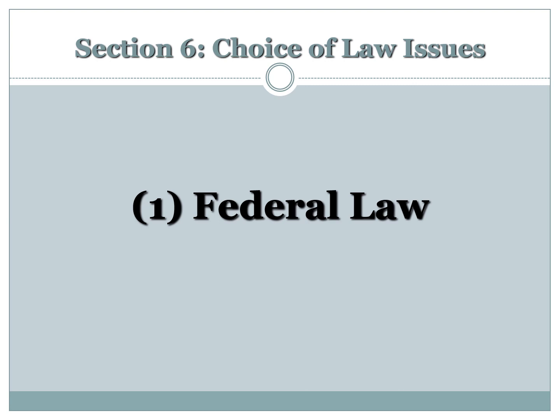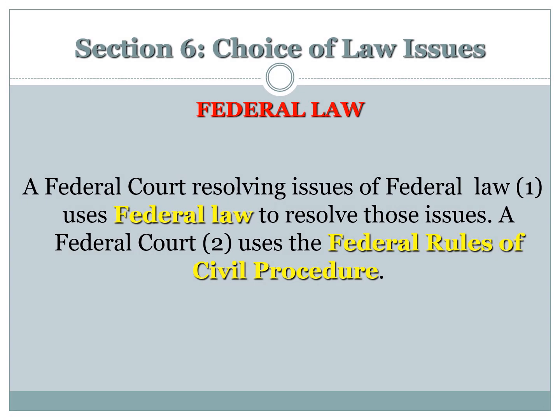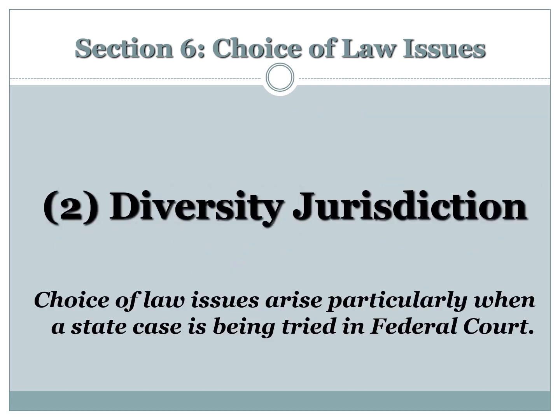As a general matter, when a federal court is hearing cases with subject matter jurisdiction based on a violation of federal law, federal question jurisdiction, as we commonly refer to it, then a federal court resolving issues of federal law uses federal law to resolve those issues. A federal court will also use the federal rules of civil procedure to resolve any issues that have come up with respect to how service of process should be made, what's the standard for summary judgment and the like.